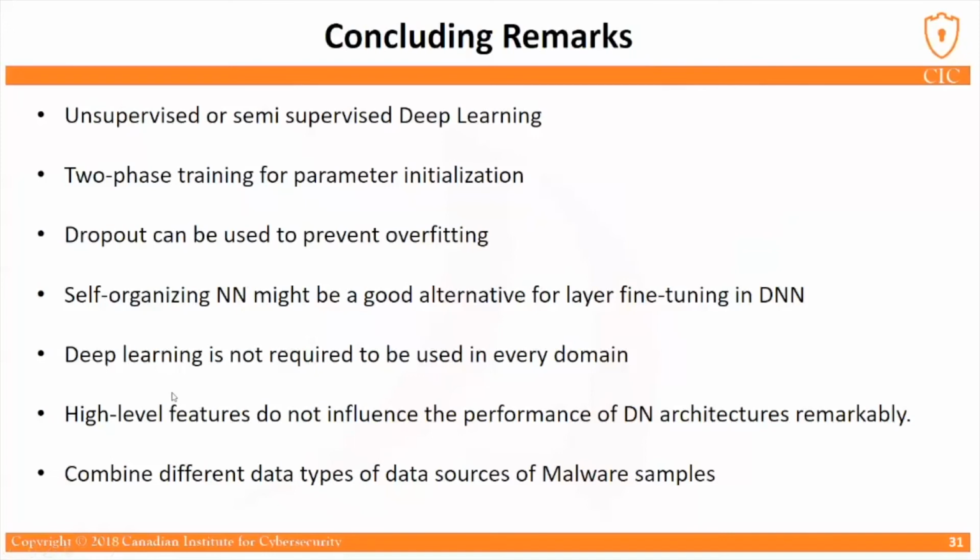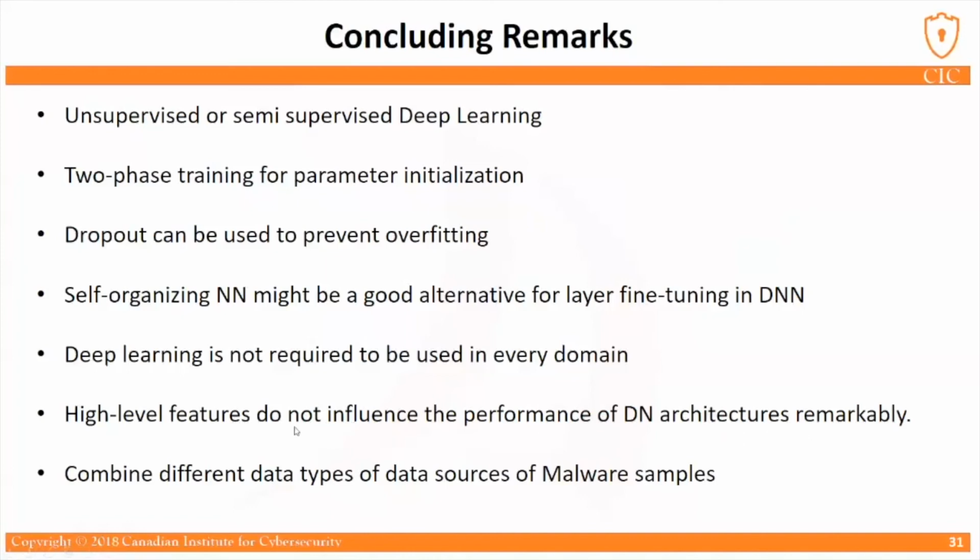And another important point is that deep learning is not required to be used in all domains. So we should use deep learning in those domains where we need to learn nonlinear, complex hypotheses with a lot of features. So when we have a lot of features, or domains with larger scale data, deep learning is highly recommended. But in linear problems where we have small amounts of data, SVM or other shallow learning algorithms could be used.